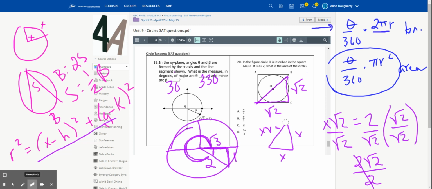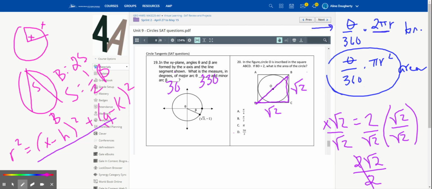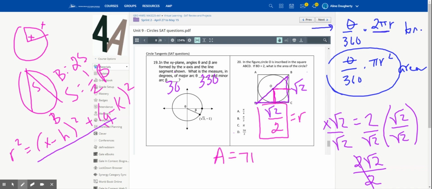I'm going to erase some of this just so I have a little bit more room. You can always go back if you need all that information. So then what is my question? The area of a circle. So ultimately I need to find the radius. So if I cut this, each of those radii are going to be half of this side length. So this square root of 2 divided by 2 equals the radius. In order to find the area of a circle, it equals pi r squared. So pi times square root of 2 over 2 squared.